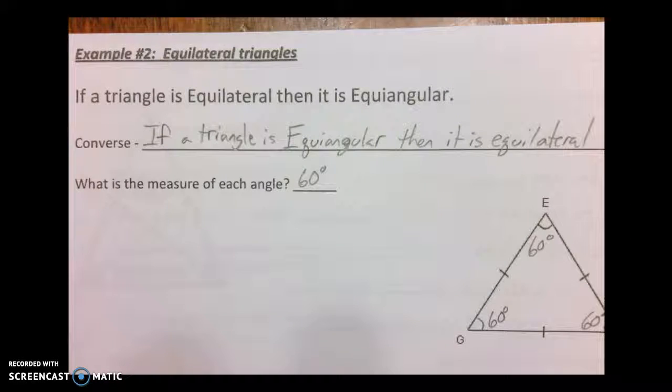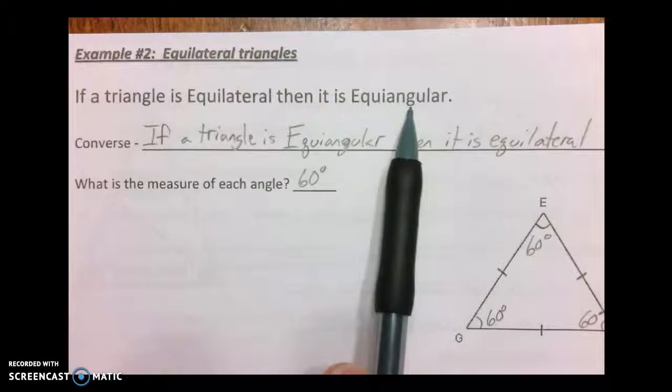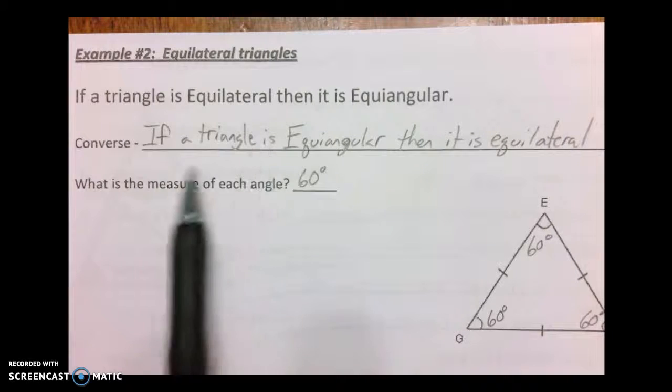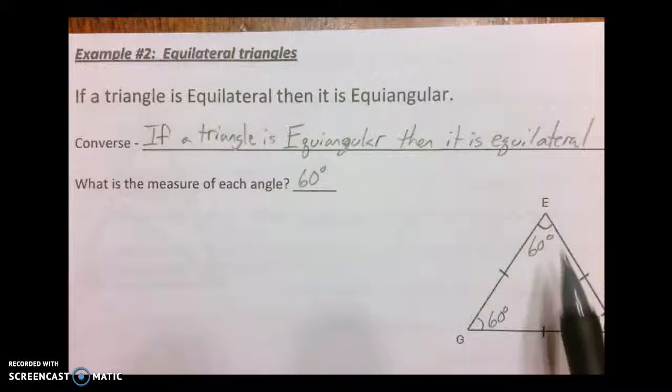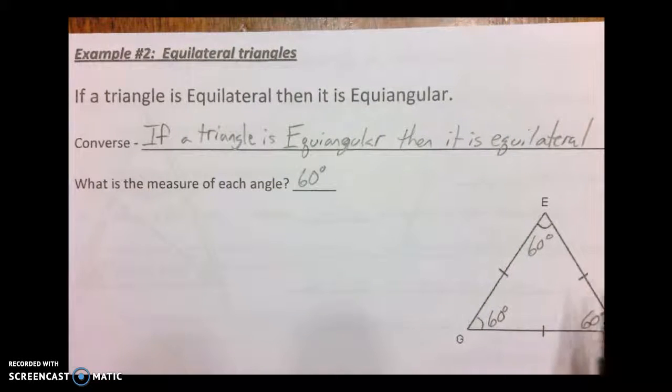Okay, real quick for example number 2. This says if a triangle is equilateral, then it is equiangular, and you can do that both ways. So if you have a triangle that is equiangular, it's also equilateral. In other words, if all three angles are equal, then all three sides are exactly equal.